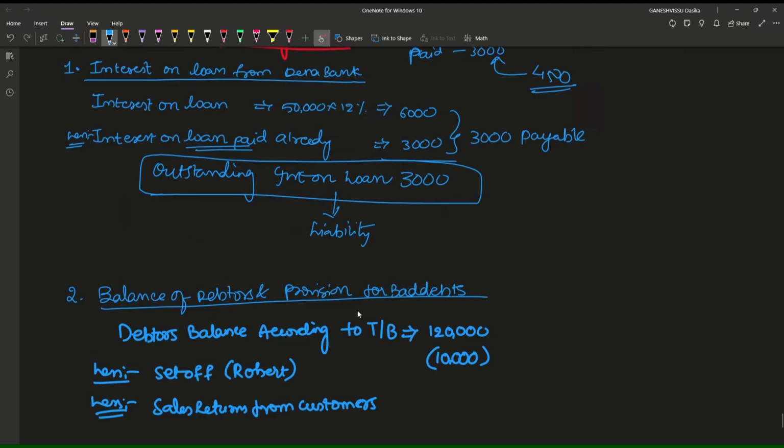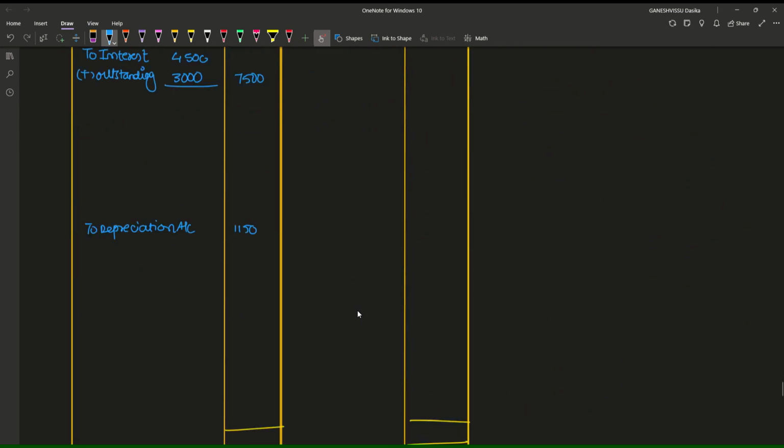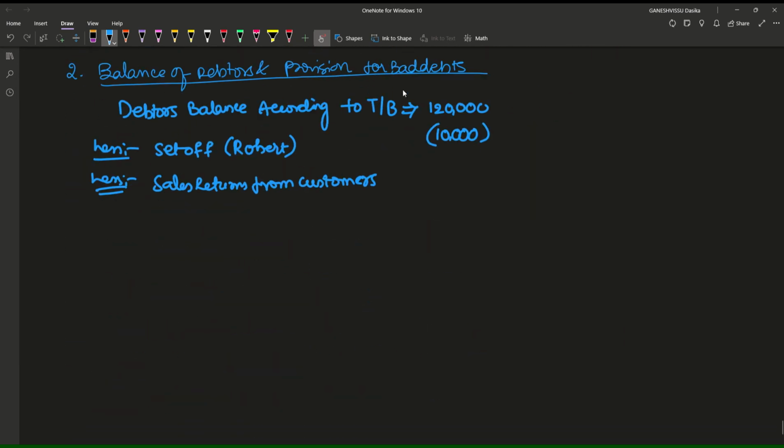That is the first adjustment we have seen, right? 15,000 rupees. We need to deduct that value also. So 15,000 is the total value. Let us have the balance. 1,20,000 minus 10,000 minus 15,000, right? 95,000 is the balance.